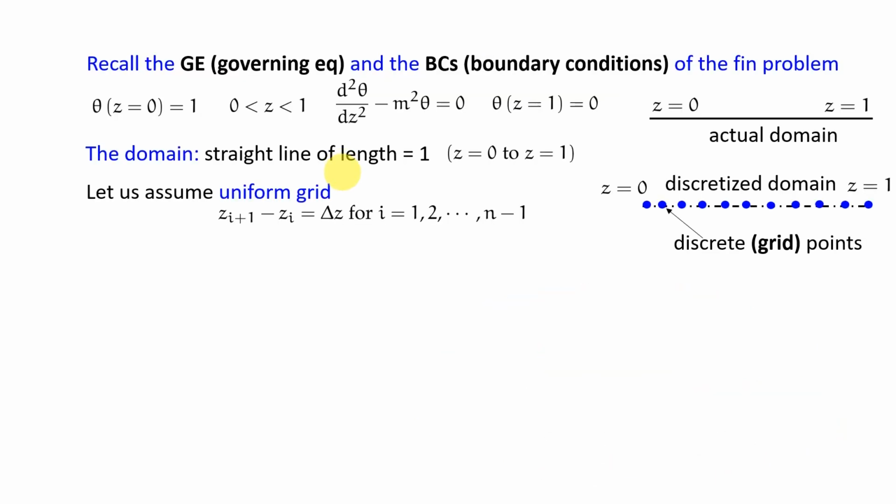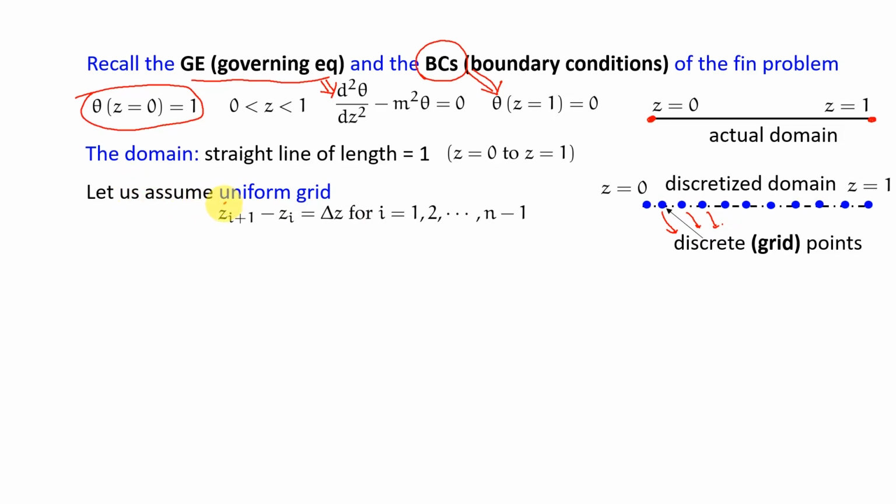Let us recall our discussion from the last lecture. We are talking about the governing equation d2 theta dz2 minus m square theta equals 0, with two compatible boundary conditions. One is theta at z equals 1 equals 0, and the other is theta at z equals 0 equals 1. The physical domain goes from z equals 0 to z equals 1, and when we discretize the domain, we take these discrete grid points.